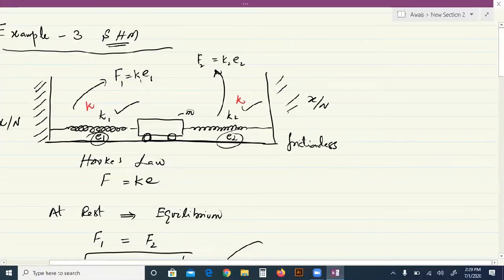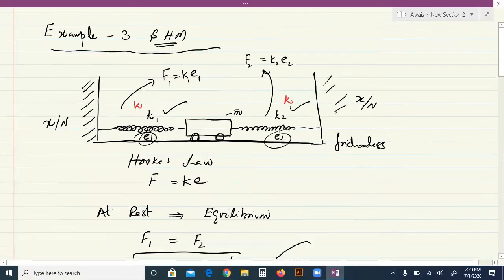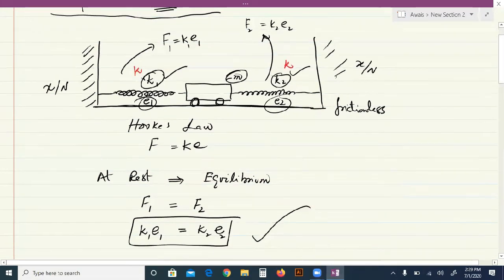Okay, this is example number 3. I repeat this. This is the trolley of mass m, spring constant k1, spring constant k2, right? According to Hooke's law, F is equal to k e. So here extension e1, here e2. So this side force F1 is equal to k1 e1, and this side is F2 equals k2 e2.